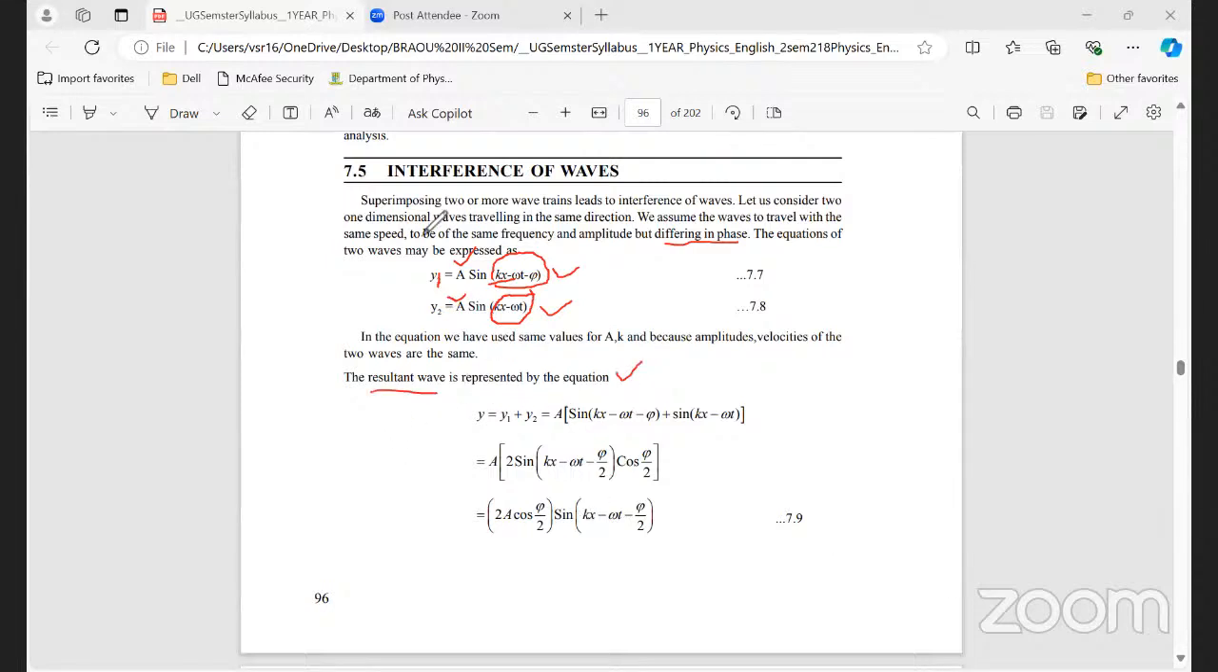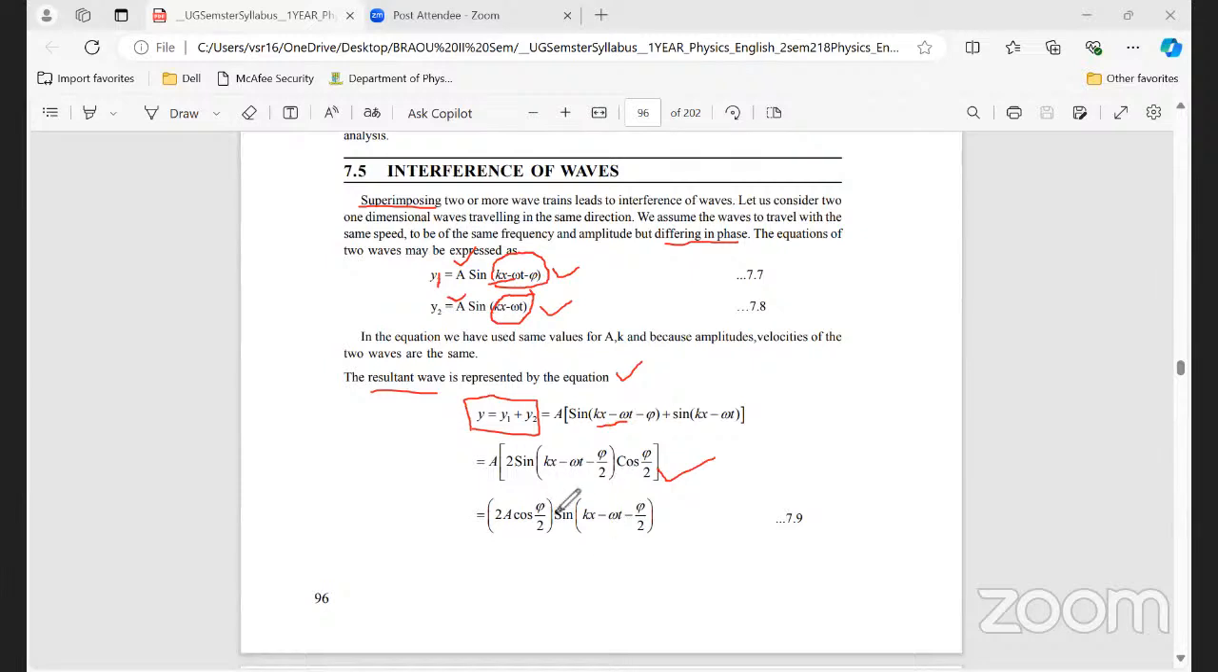So why do you say resultant wave? According to the superposition theorem, y equals y1 plus y2. This is the superposition theorem. By adding these, a is common here: sin(kx minus omega t minus phi) plus sin(kx minus omega t). Sin a plus sin b equals 2 sin((a plus b)/2) into cos((a minus b)/2). So by substituting here, you will get this.